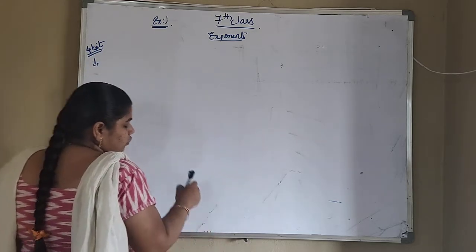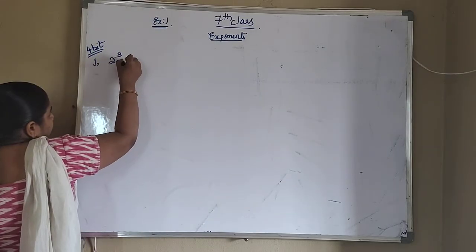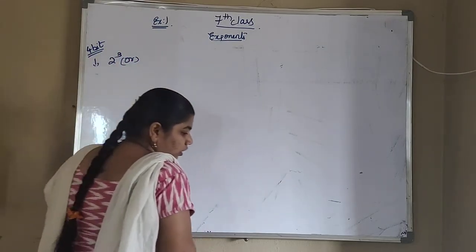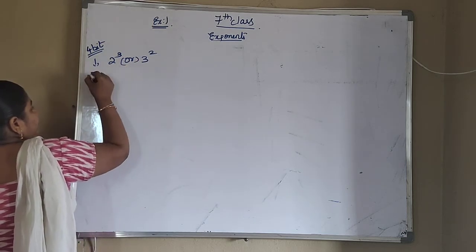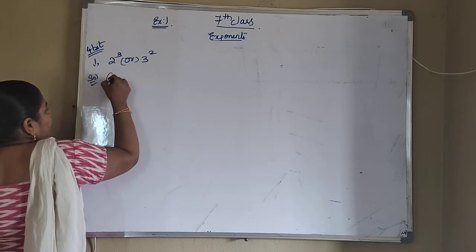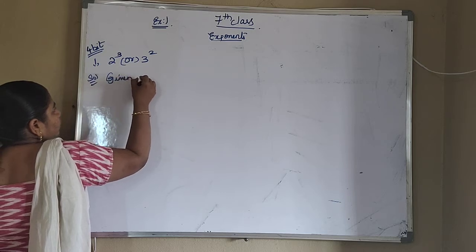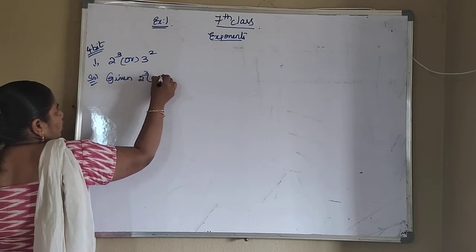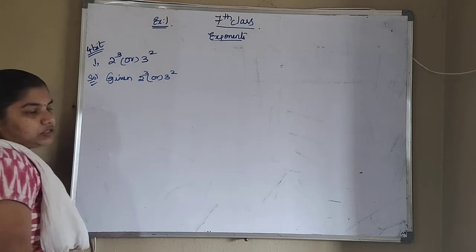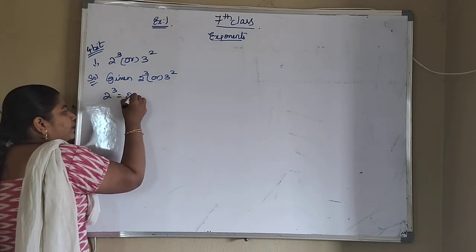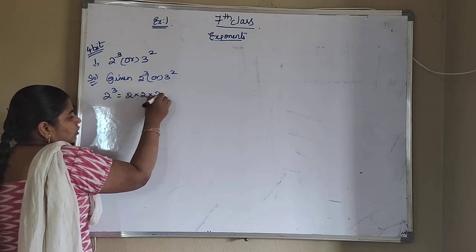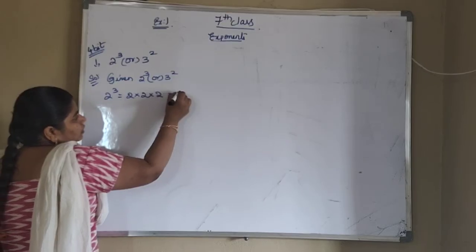First one, which is 2 power 3 or 3 power 2. So in these two, which is greater? We have to find. So given 2 power 3 or 3 power 2. So 2 power 3 means 2 we have to multiply 3 times. 2 2s are 4, 4 2s are 8.